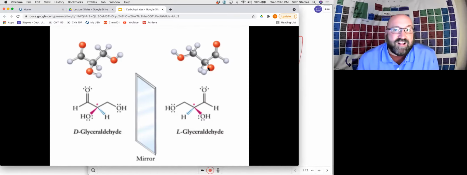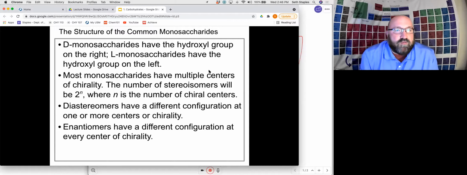If we kept it in the same sort of configuration with our carbonyl here at the left, then in that case, the OH would be going away from us. And so those are 2 different enantiomers of each other. D monosaccharides, again, will always have that hydroxyl group written on the right. L monosaccharides will have that hydroxyl group on the left. And there's a certain hydroxyl group that we'll look at, and we'll talk about that.